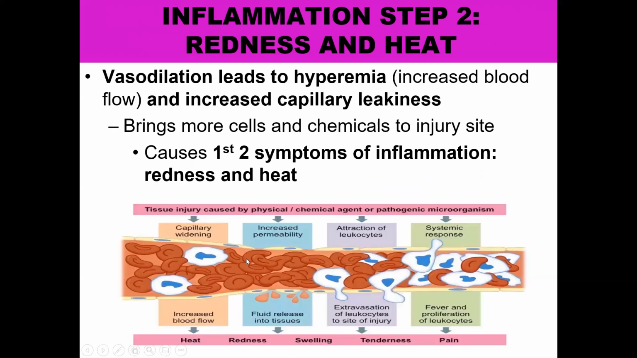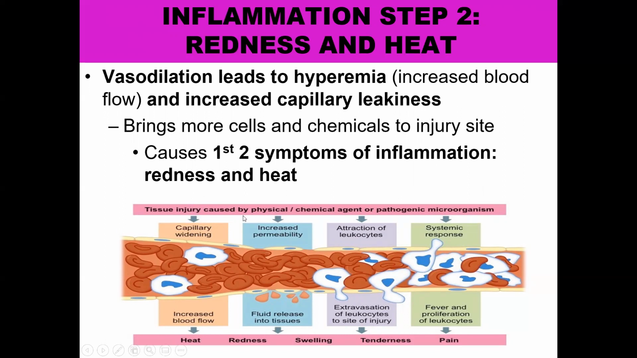All right, step two, redness and heat. This is a direct response after step one. So if we have increased blood flow through vasodilation, then we're going to see more blood. We call that hyperemia. And this is going to bring more cells to the site, but it does also cause two symptoms of inflammation, redness and heat. Okay, so the redness is from more blood flow, and the heat is from increased blood flow locally as well.